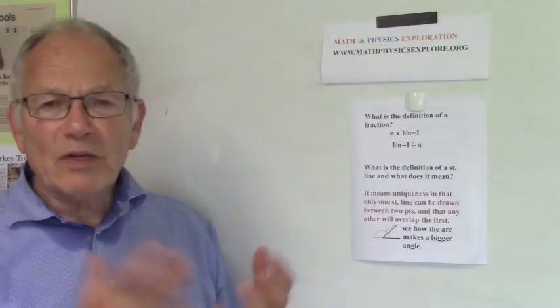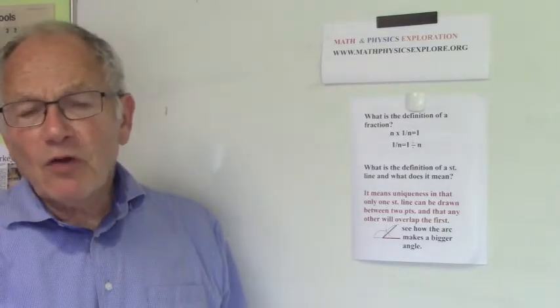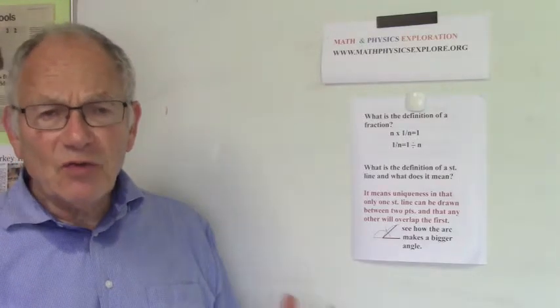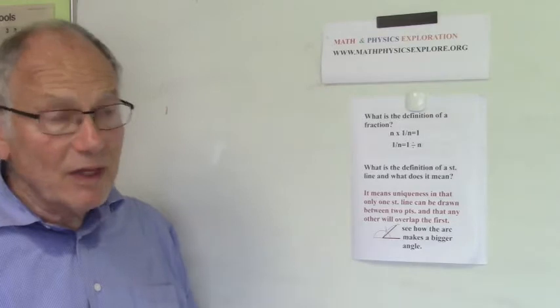It meant that only one straight line could be drawn. If we could draw another straight line, then it would overlap that first line. And that uniqueness allowed us to prove the theorems in geometry without us ever realizing it.